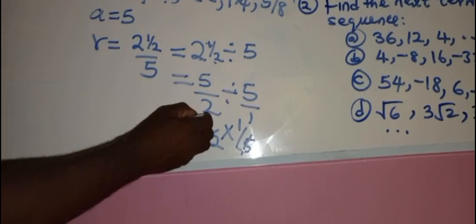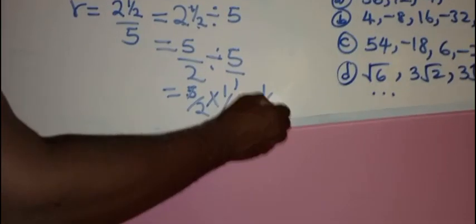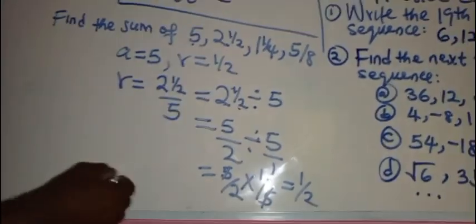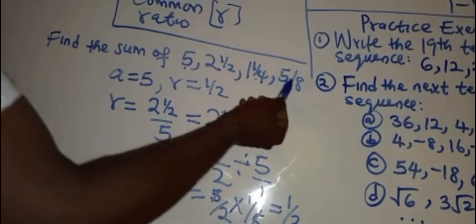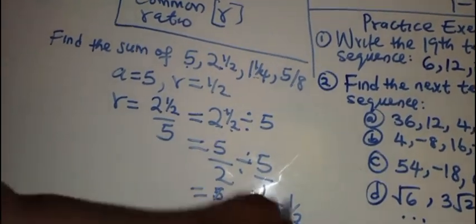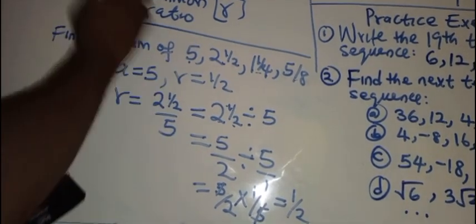Now, this 5 cancels this 5. So what do we have? 1 up, 2 down. So that is half. So it means that our common ratio is 1/2. If you like, you can say this one divided by this, or this one divided by this. You must get the same 1/2 because it is a geometric sequence.